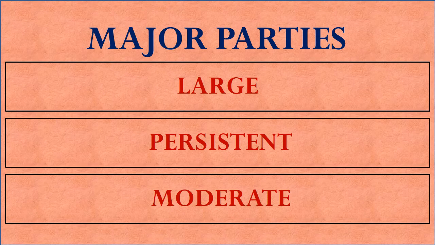They're so close to the center that many of their policies are actually quite similar to each other when viewed from a broader perspective. Now, they make a big deal about small differences, but to a great extent, they are actually quite similar to each other when compared to other more extreme parties that exist around the world. So, at least in America, major political parties are large, they're persistent, and they're fairly moderate.